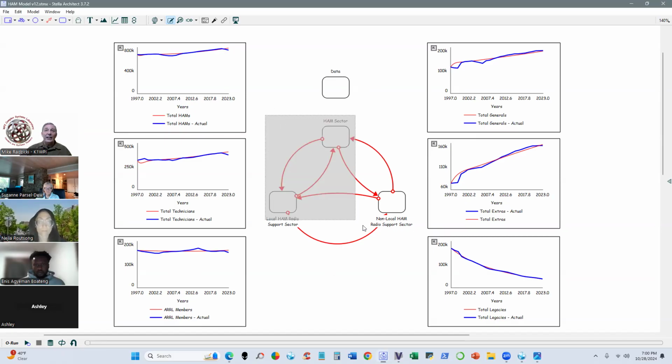So real quick, the model is not finished, sorry, but real quick here, we have the ham sector. Those are the ham radio operators. We have the local ham radio support sector. Those would primarily be your ham radio clubs. So what university has the oldest active on-the-air ham radio club in the country?